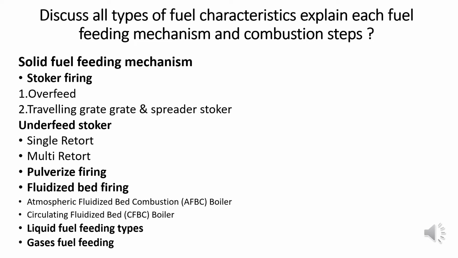Second is the underfeed stoker. Underfeed stoker has two types: single retort and multi retort. Underfeed means that the coal is fed into the furnace from the bottom, and air is also fed from the bottom. Coal and air have the same direction. In an underfeed stoker there are retorts, and these retorts may be single or multiple.